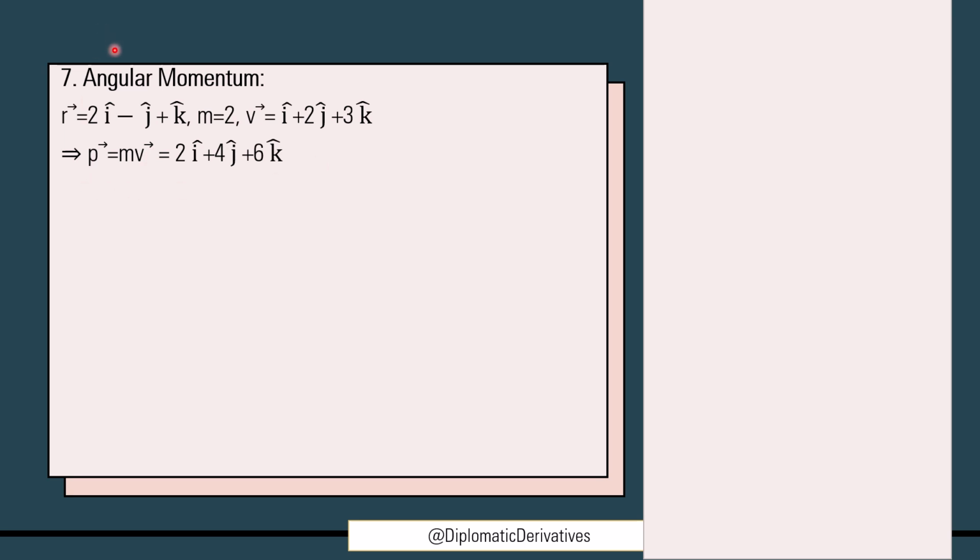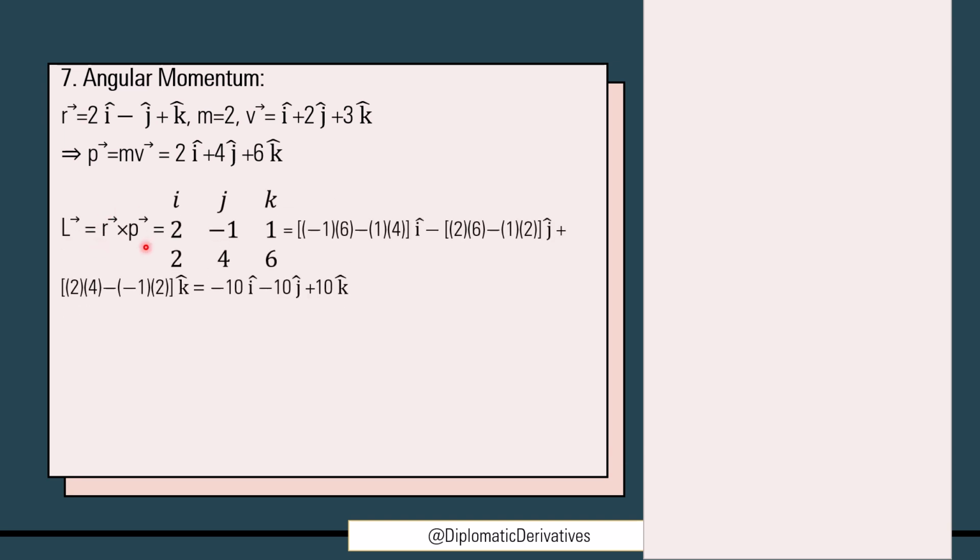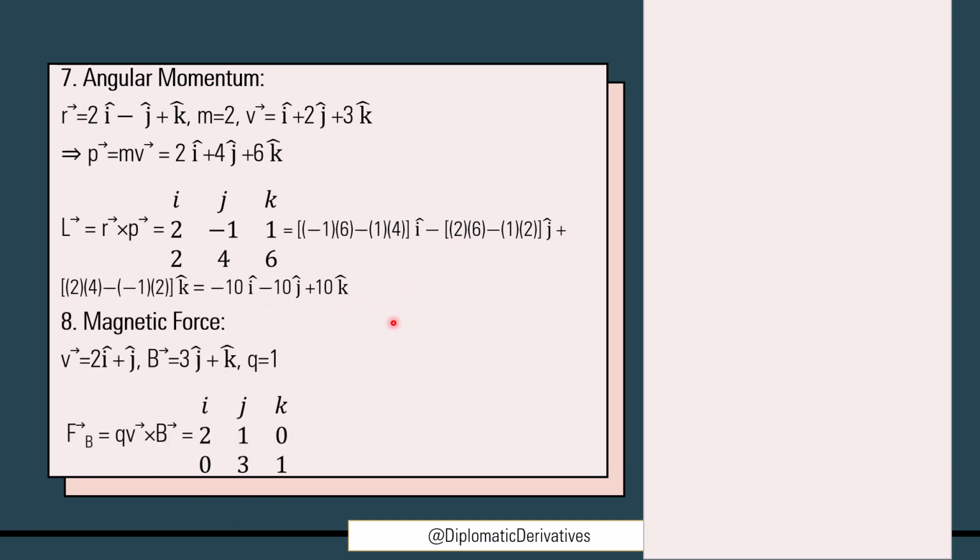For finding angular momentum, we need a position vector and we need the linear momentum. So this is given to you, this part, and this is what you will solve first. So first find the linear momentum and then use the cross product to find L. So you make the determinant, use the formula, and that's where you'll get the answer for angular momentum. Also make sure to use the units. So this is angular momentum.